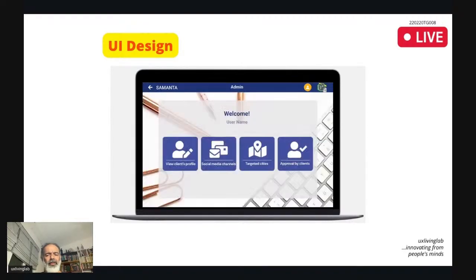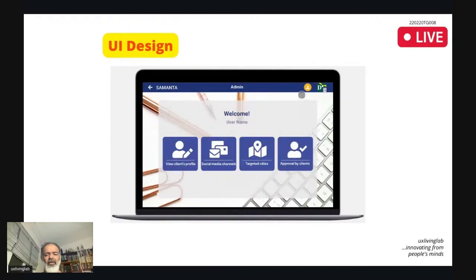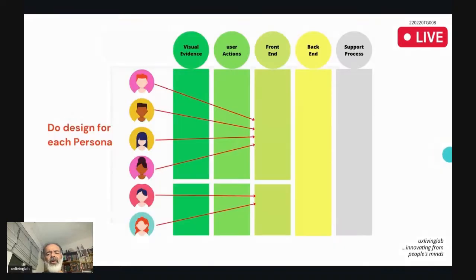Every part has to be designed, like settings, screens, all the connectivity, including colors, layouts, etc. If you are going to design for mobile, you have to design in that way. This is for laptop design. Like that, whatever interfaces you are using, you have to design for each interface. Then do the design for each persona.